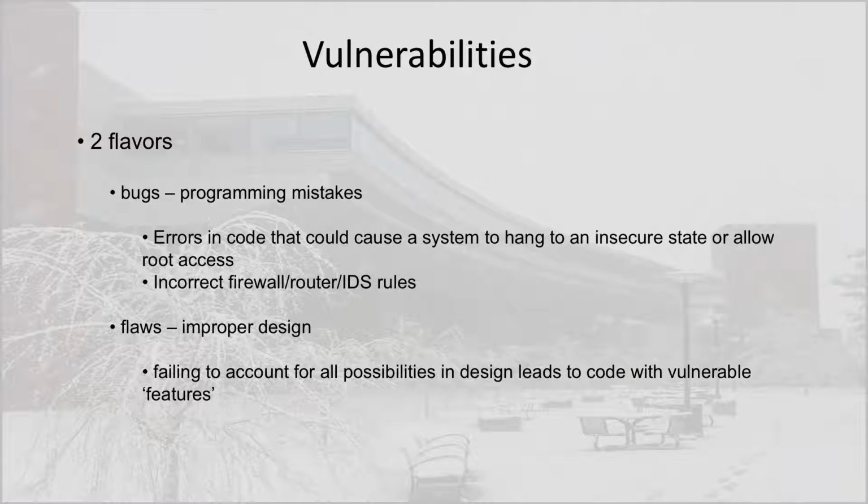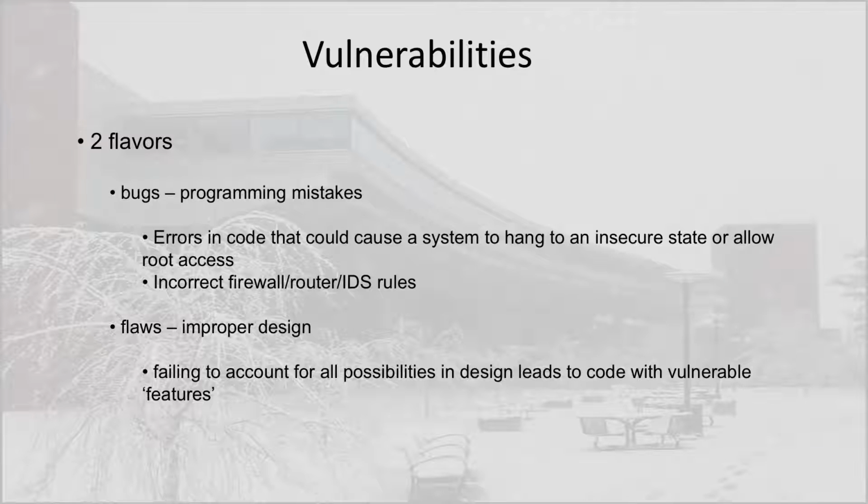Vulnerabilities come in two flavors. The first are software bugs, programming mistakes, errors in code that could cause a system to hang to an insecure state or allow root access. For example, incorrect firewall, router, or IDS rules.